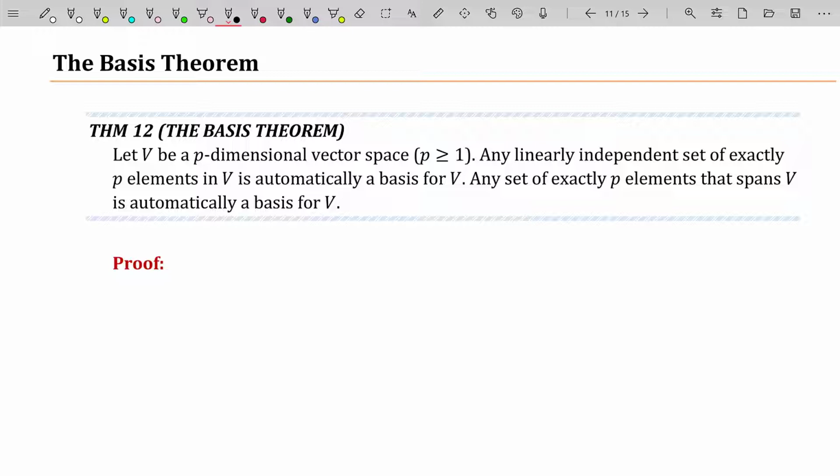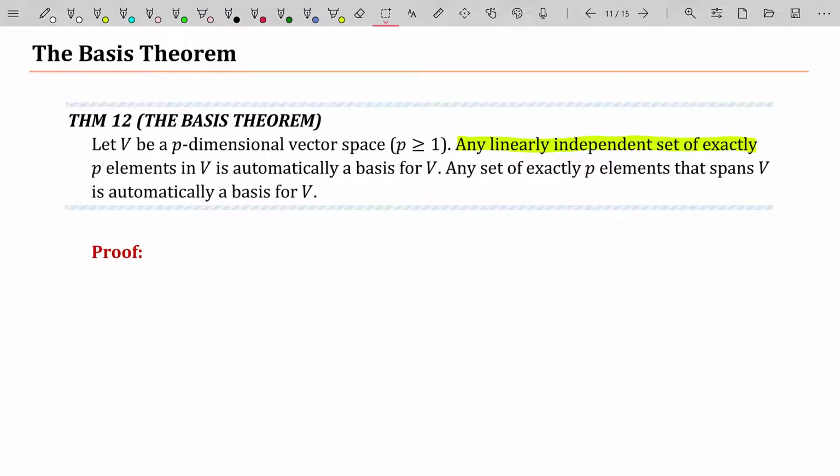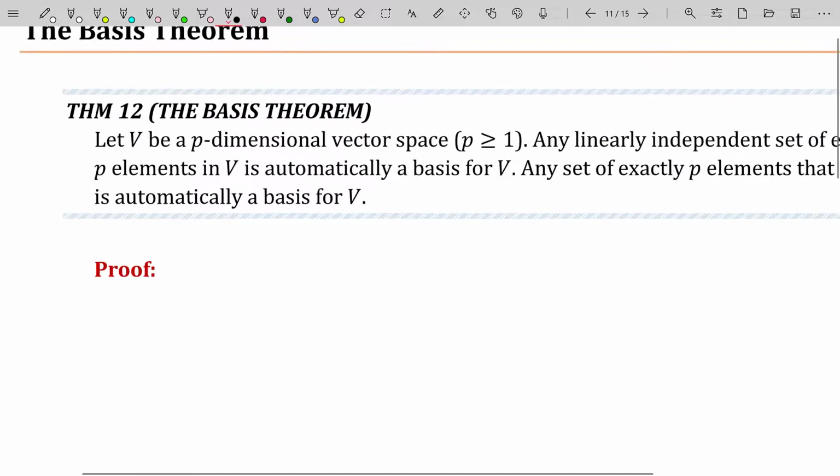And now we're heading into the basis theorem. The proof of this theorem can be found in any linear algebra textbook, so I'm going to skip it for now just to save time so I can get the recording finished. So what is the basis theorem?